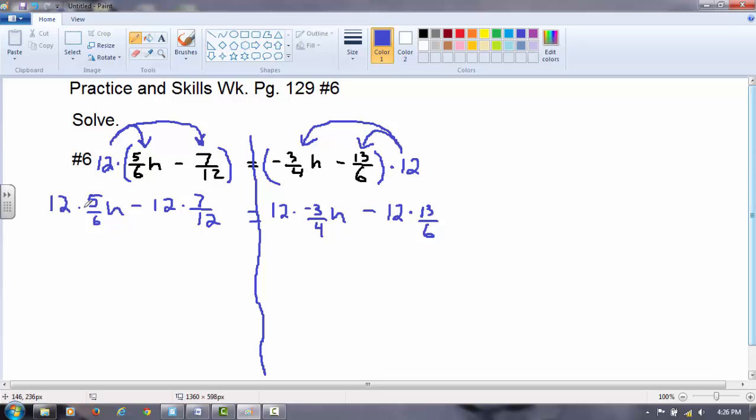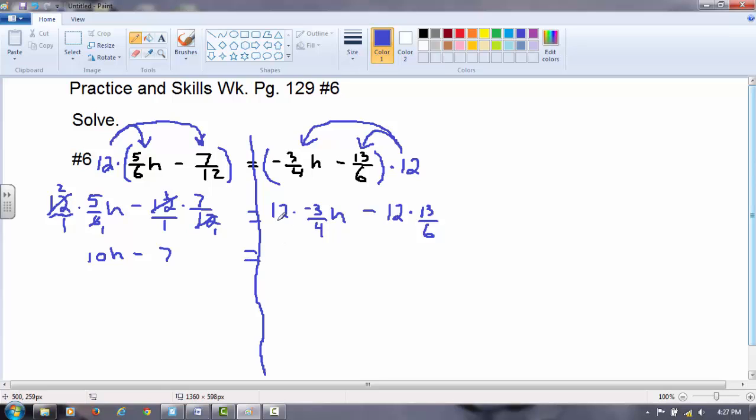So let's simplify each of the sides. So we got this first term over here. Put a 1 underneath this. We can do some canceling. We have a 12 and a 6. So let's divide by 6. We get a 2. And we get a 1 right here. 2 times 5 is 10. So we get 10h minus, over here, put a 1 underneath. We can divide by 12. We get a 1. Divide by 12. We get a 1. 1 times 7 is 7. So we know it's just a 7 over here.